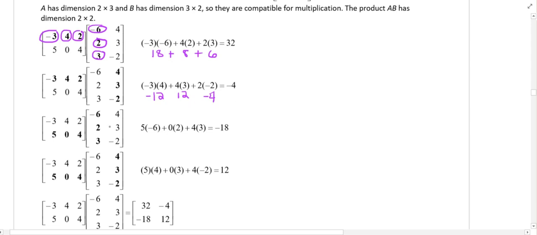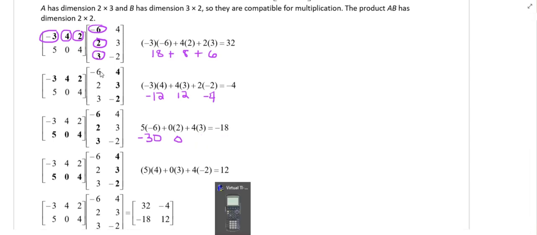Then row 2 times column 1, 5 times -6, -30, 0 times 2, 0, 4 times 3, 12. -30 plus 12, gives you -18.